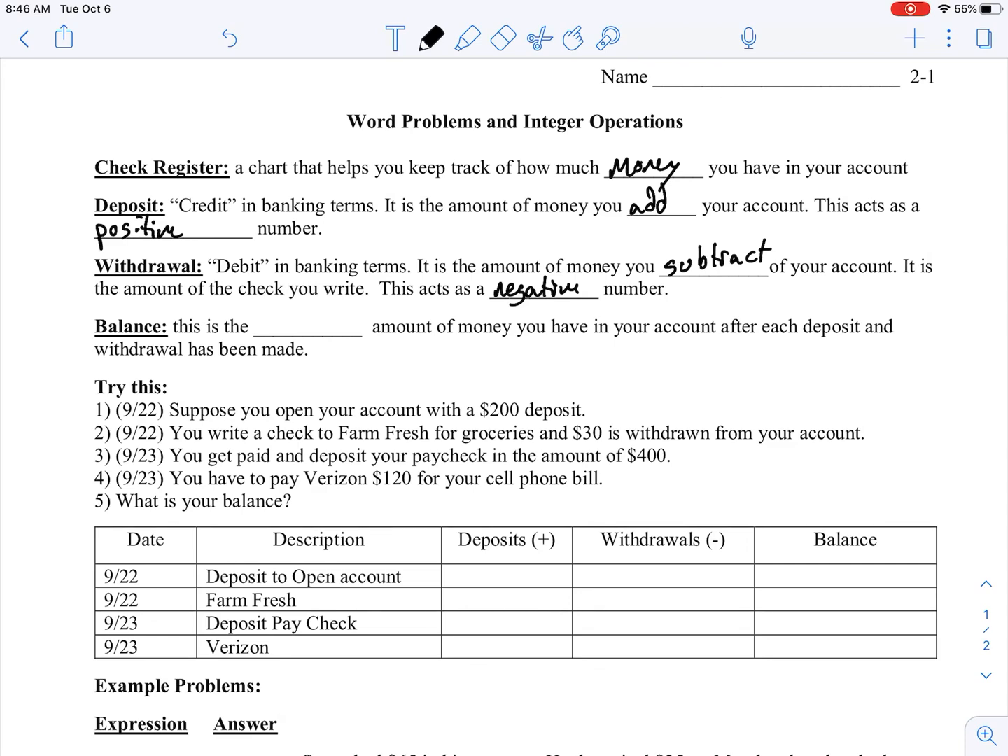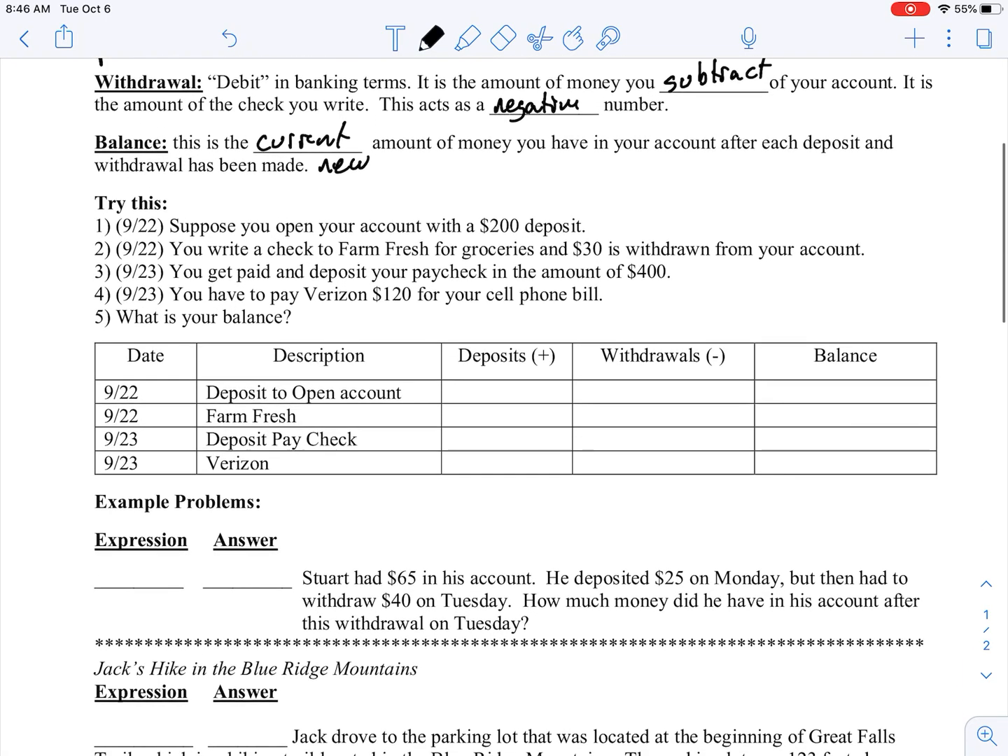So balance, this is the current amount of money that we have in our account after each deposit and withdrawal has been made. Another way we could say that, it's the new amount of money that we have in our account after we spend or put some money in there. So we're going to take a look at our check register here and see how we would use one of these. So this is how people used to keep tabs of how much money they had in their account before we had debit cards. So people with checkbooks and stuff would have to use this method every day.